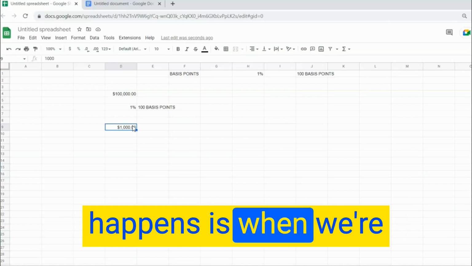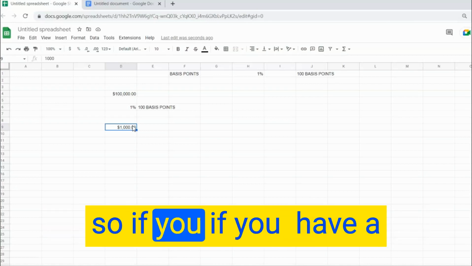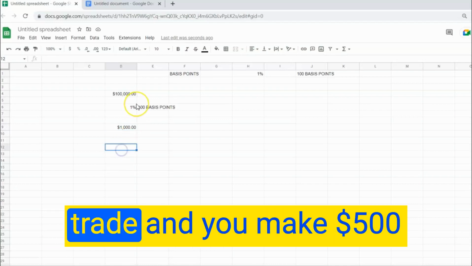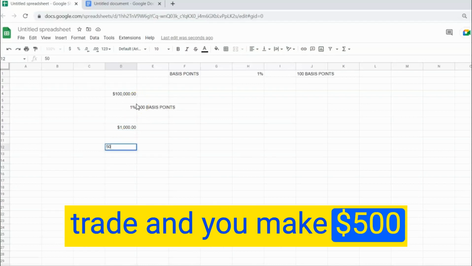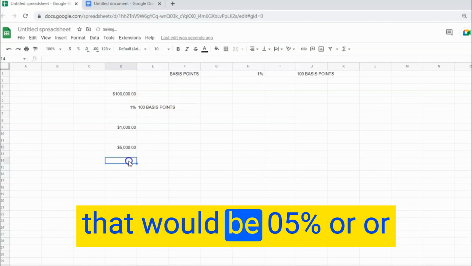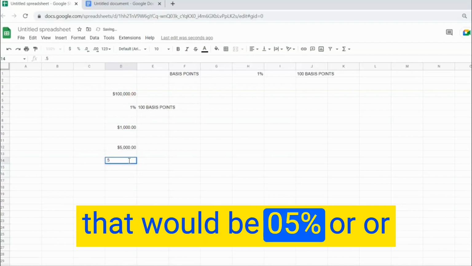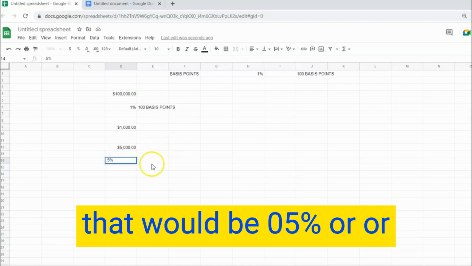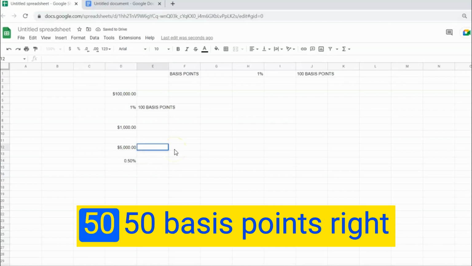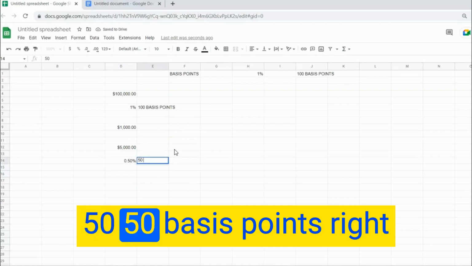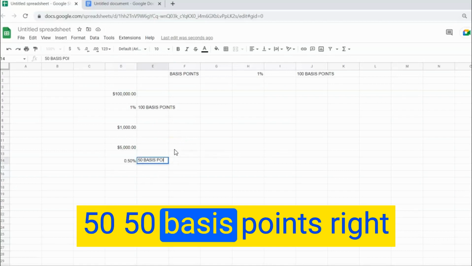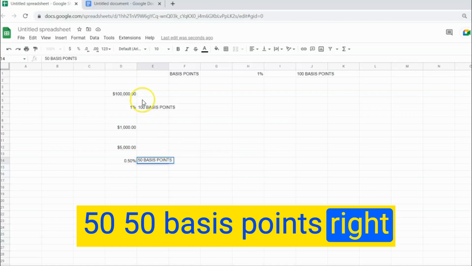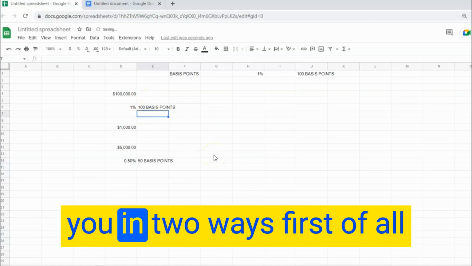So what happens is when we're looking at it as a percentage, if you have a trade and you make $500, that would be 0.5%, or 50 basis points, right? So this is going to serve you in two ways.